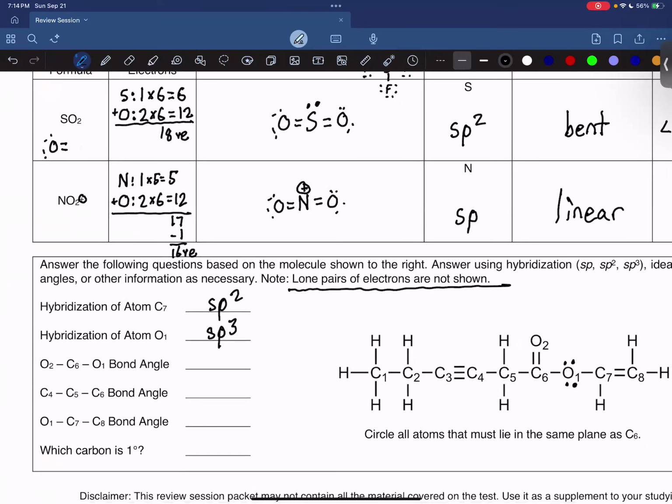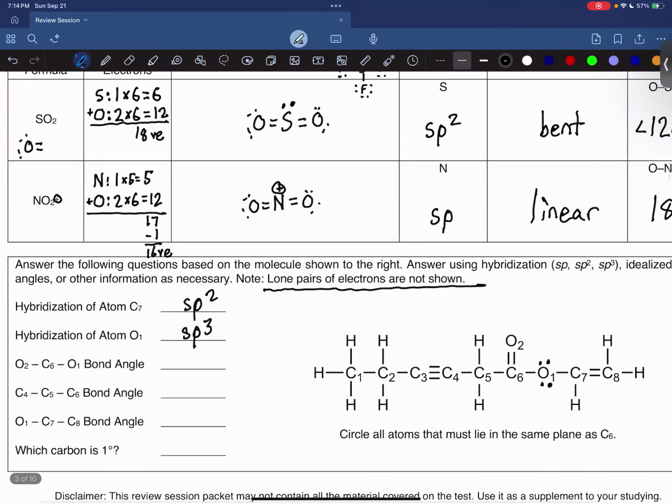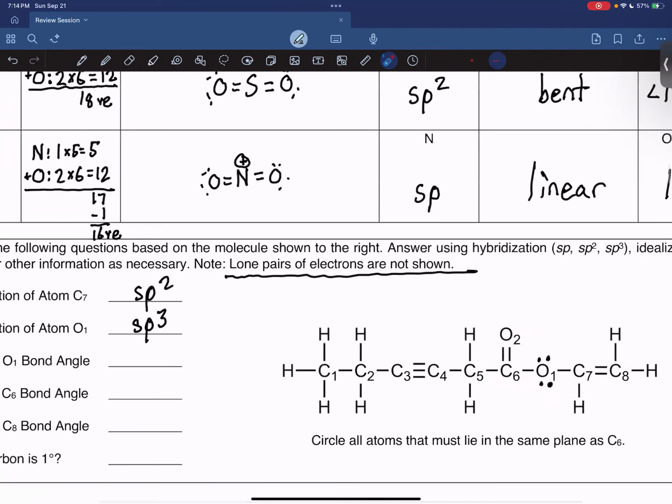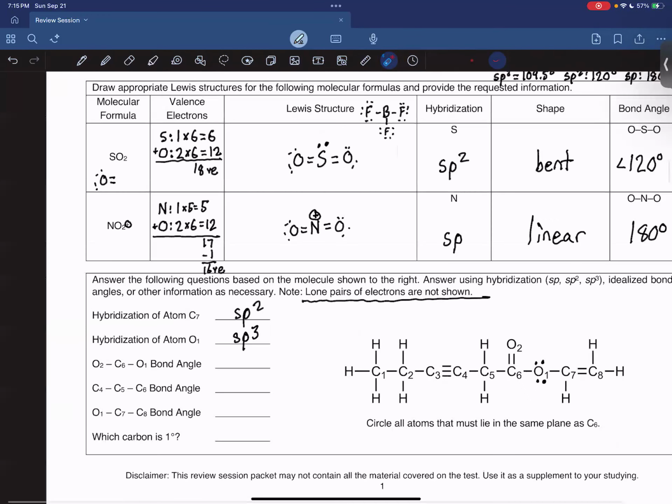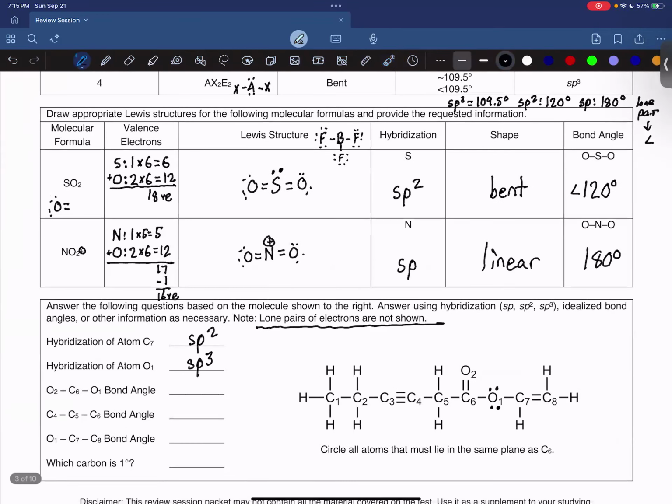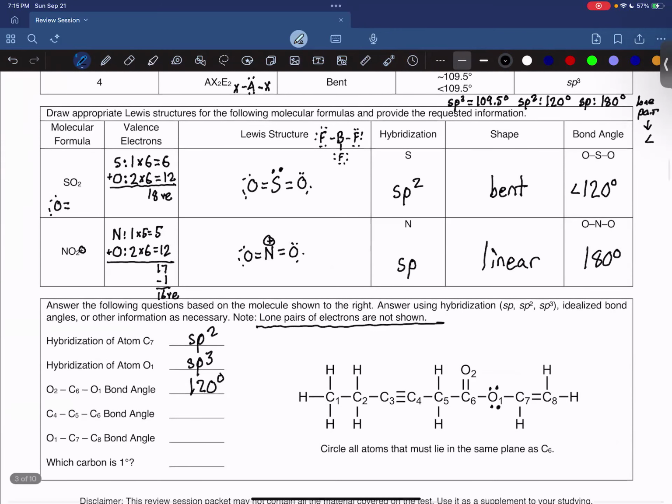So O2, C6, O1, which would be looking at this right here, but you look at the center one. So you calculate it, then you figure out, okay, this is sp2, because it's bonded to 3 different things. 3 minus 1 is 2. And if something is sp2, what is it? It's 120 degrees.